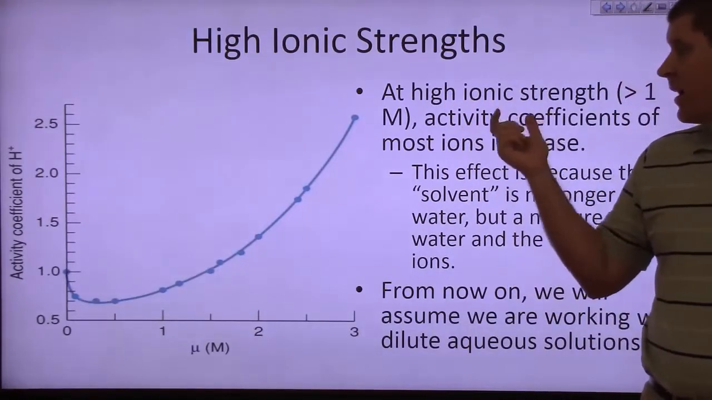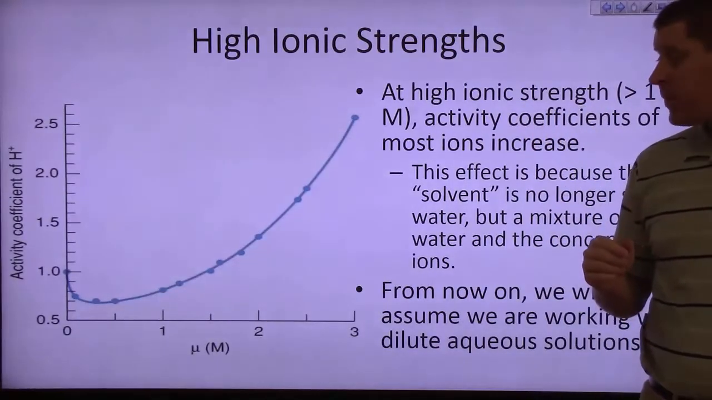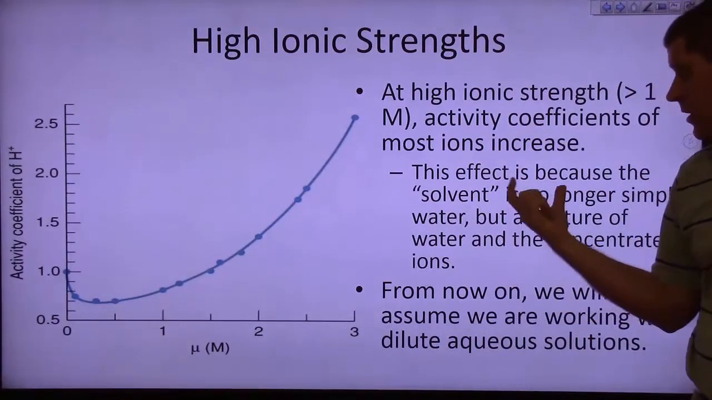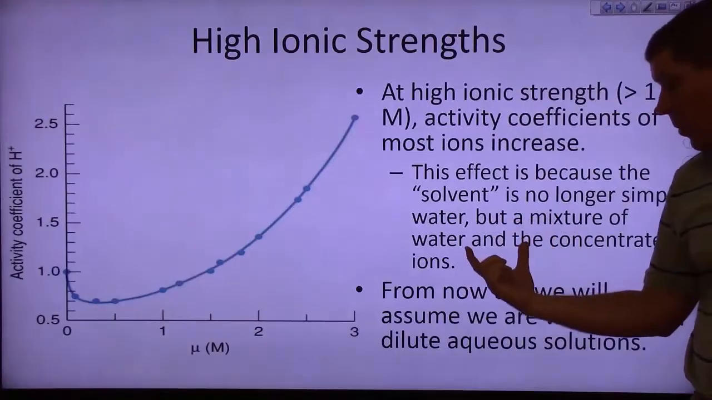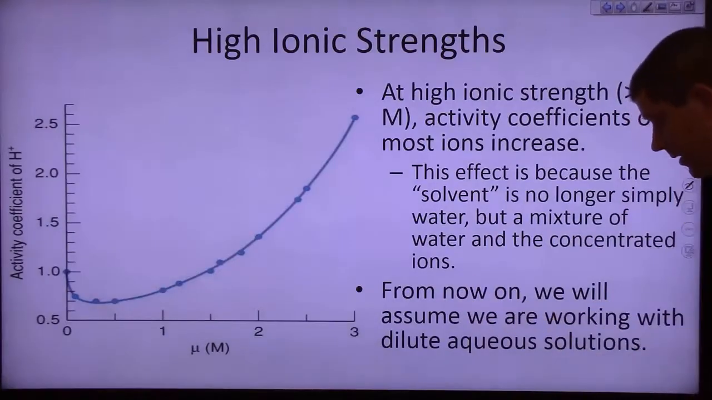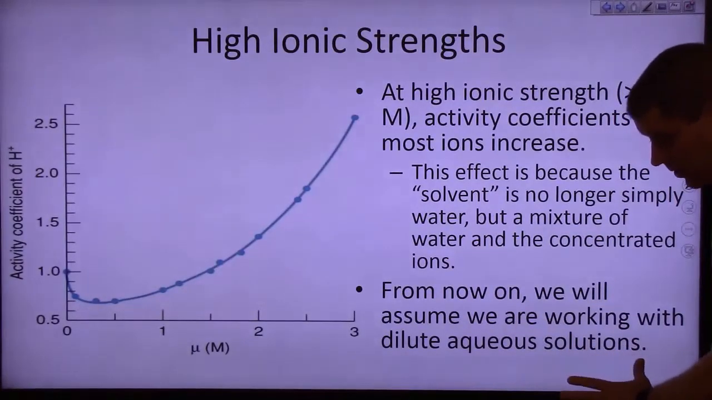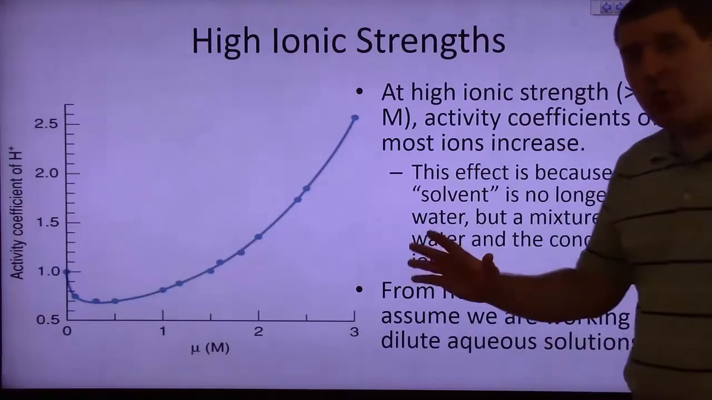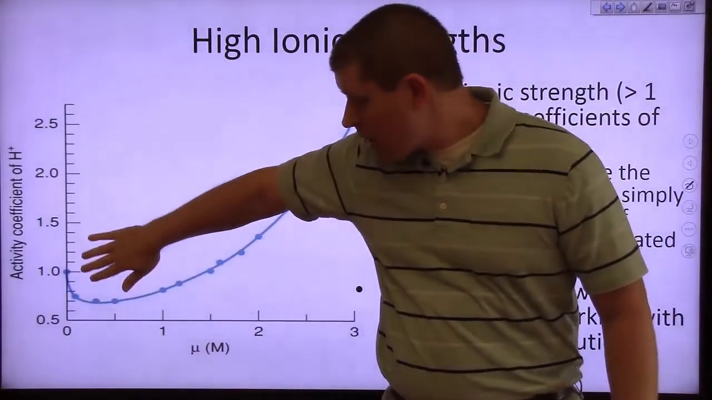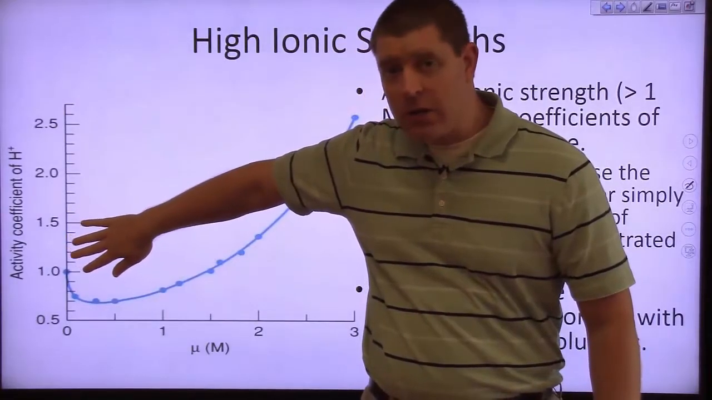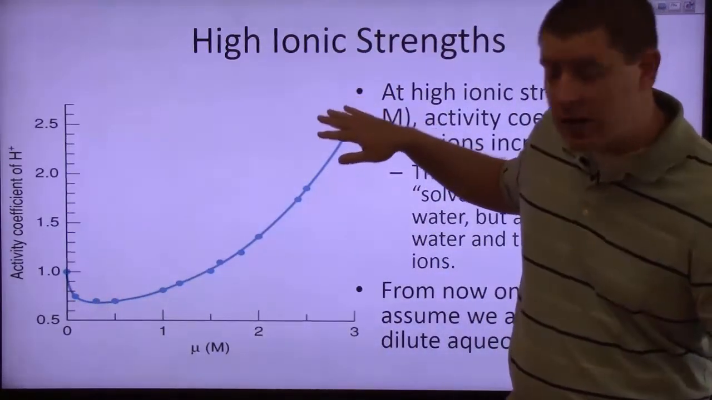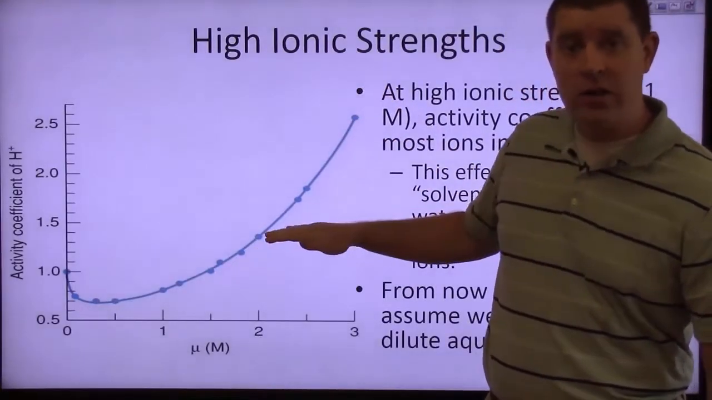So at high ionic strength, over 1 molar, the activity coefficient of most ions increases again. Now this effect is because the solvent is no longer simply water, but a mixture of water and the concentrated ions. Now, from now on, we will assume we are working with dilute aqueous solutions. That is, it's important for you to know that at high ionic strength, this effect occurs. At low ionic strengths, our activity coefficient decreases as the ionic strength increases. But when we get to really, really high ionic strength, then that activity coefficient increases and can increase above 1.0.